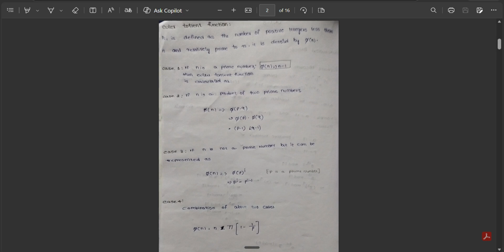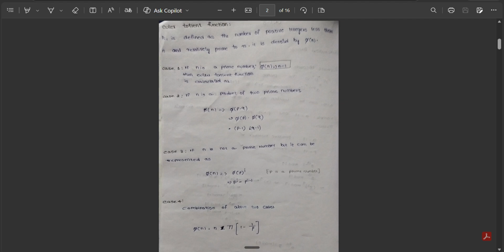In today's video, we are going to cover a few topics from cryptography. Let us start with the Euler Totient function. Here, let us start with the definition. It is defined as the number of positive integers less than n and relatively prime to n, and it is denoted by phi of n. I think the explanation will be much better through examples. So for now this is the definition, and I will explain it in detail in the upcoming problems.